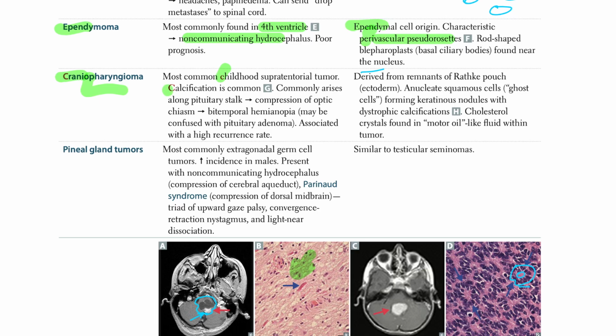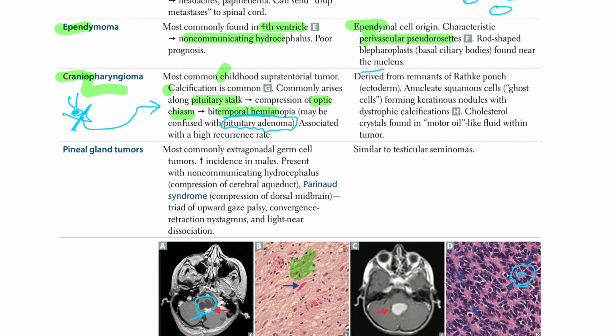Calcification is common, and it arises along the pituitary stalk, leading to compression of the optic chiasm, leading to bitemporal hemianopsia. Again, if it's going to arise from the pituitary stalk here, it's going to compress on this optic chiasm. When it compresses on the optic chiasm, it's going to lead to bitemporal hemianopsia. And we also saw that in pituitary adenoma, right?